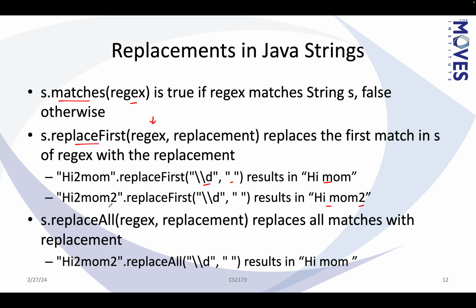Well, what if I want to replace all? Well, you say replaceAll. So now I replace all single digits, so that'll replace this one and it will replace that one. And if I'm worried about maybe having one or more of them, then I can just put a plus there.